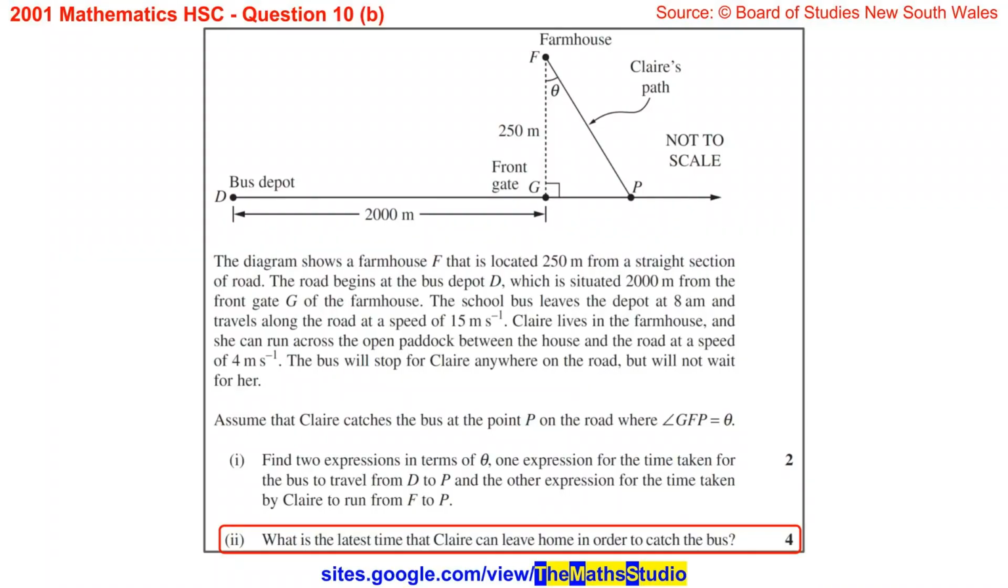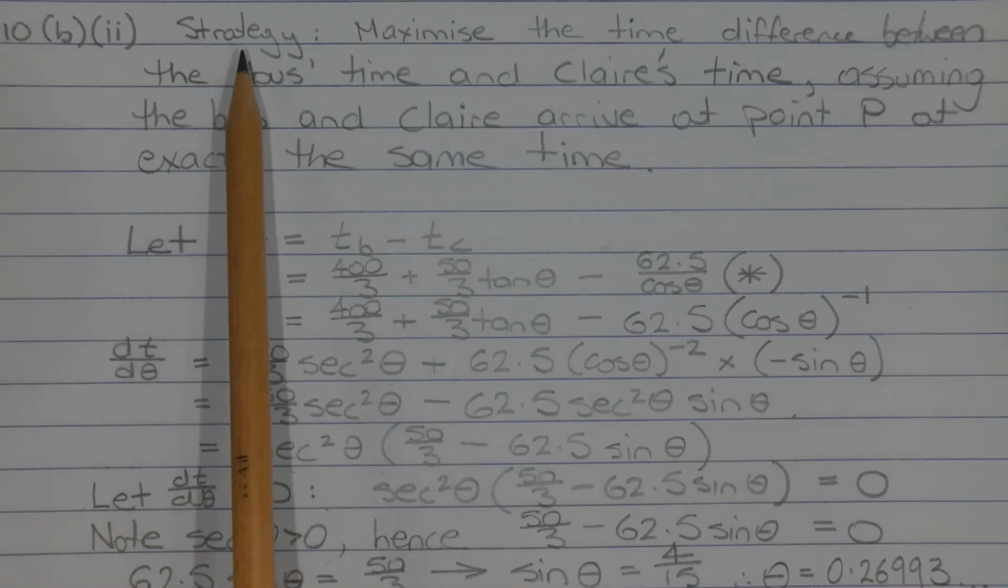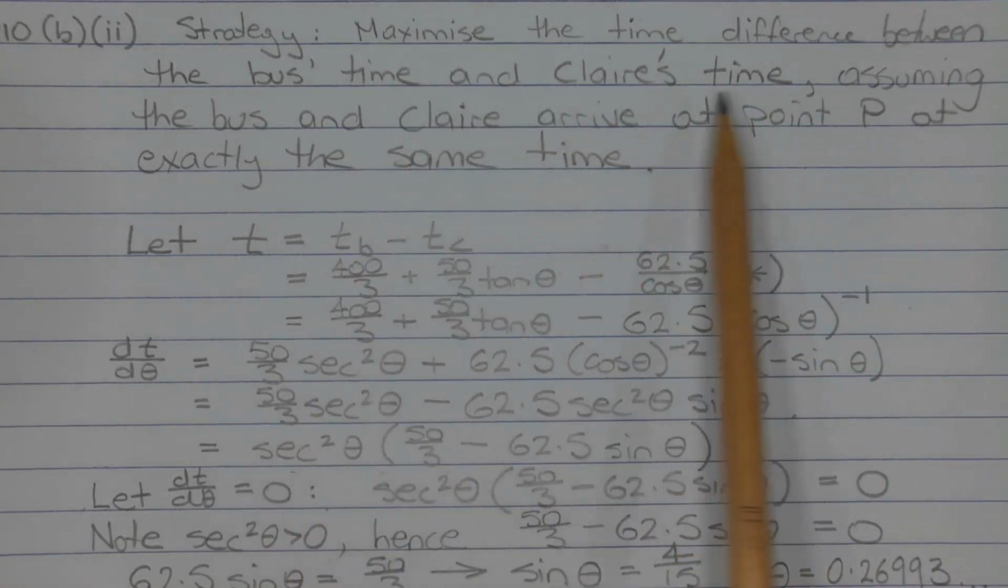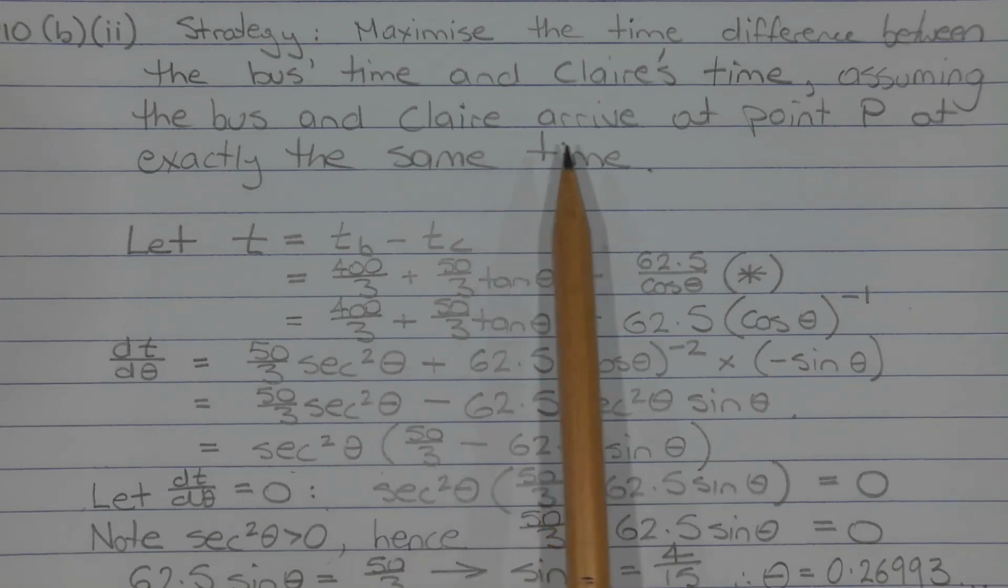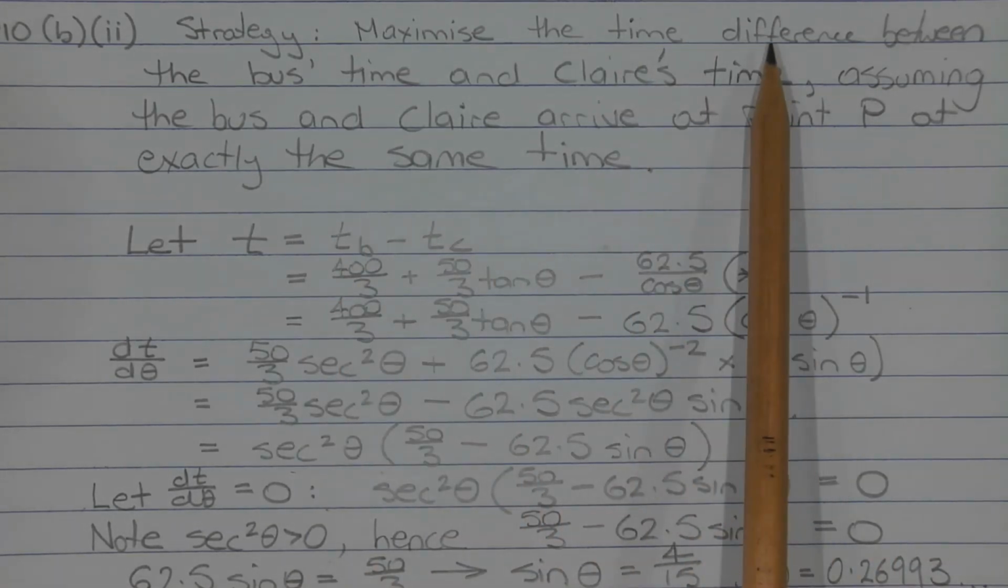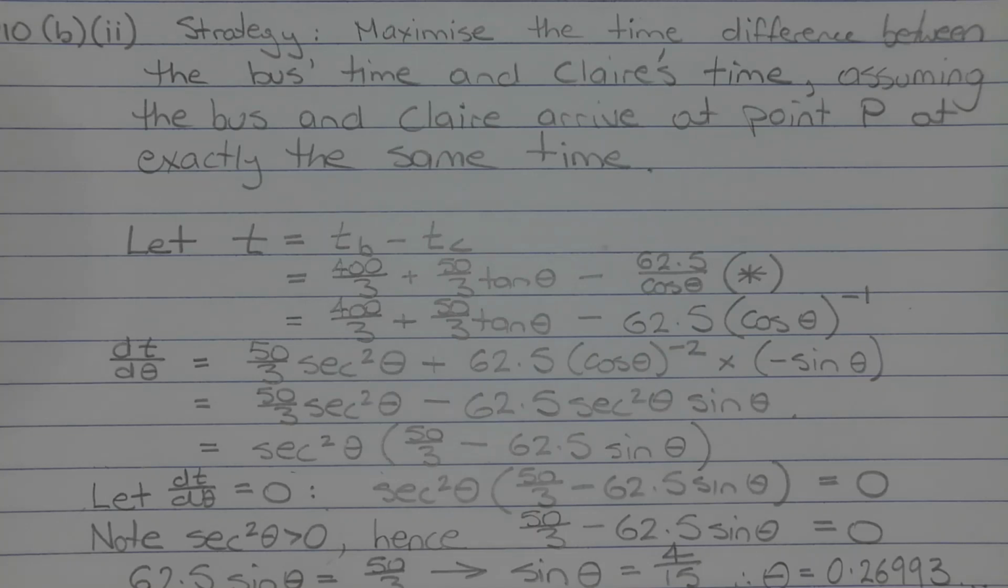Part 2. What is the latest time that Claire can leave home in order to catch the bus? The strategy is to maximize the time difference between the bus's time and Claire's time, assuming the bus and Claire arrive at point P at exactly the same time. Now the time difference represents how long Claire can wait after the bus has left the depot before Claire needs to leave the farmhouse to arrive at point P.